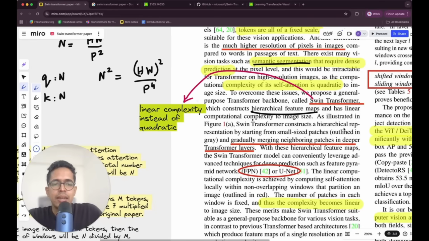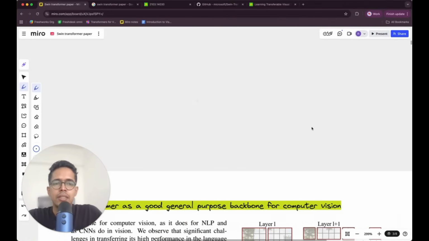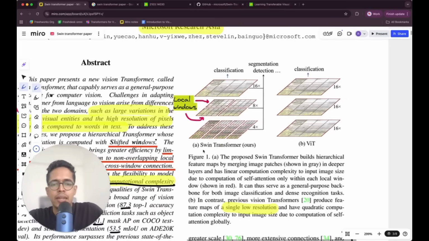As illustrated in figure 1, Swin Transformer constructs a hierarchical representation by starting from small size patches and gradually merging neighboring patches in deeper transformer layers. So figure 1 we had just passed. This in page 1 was the figure 1. So this left hand side diagram corresponds to Swin Transformer's different layers. Right hand side is Vision Transformer.